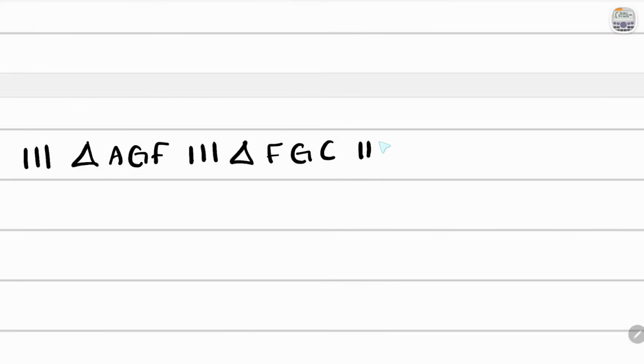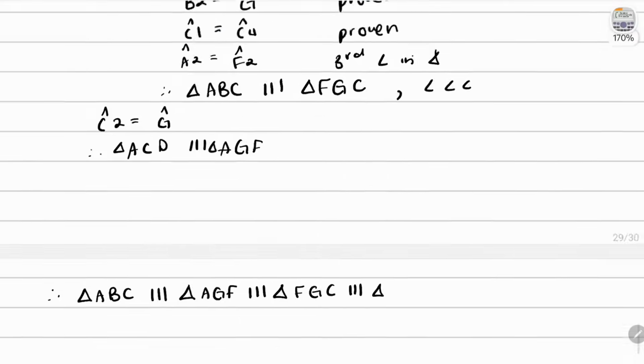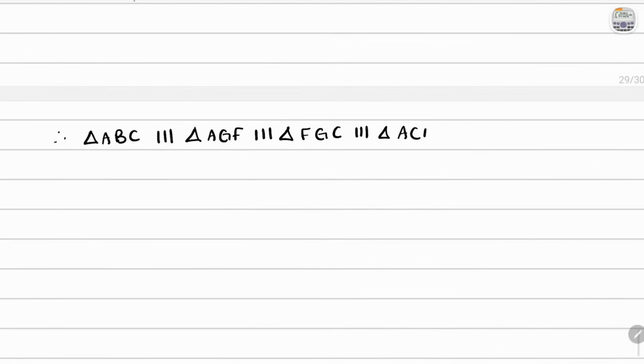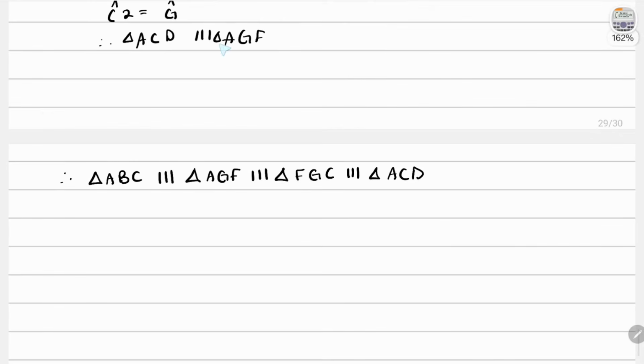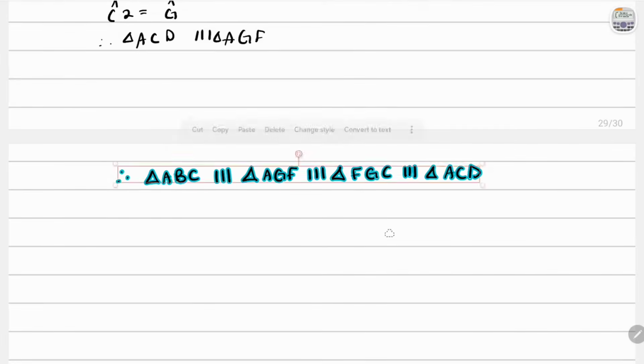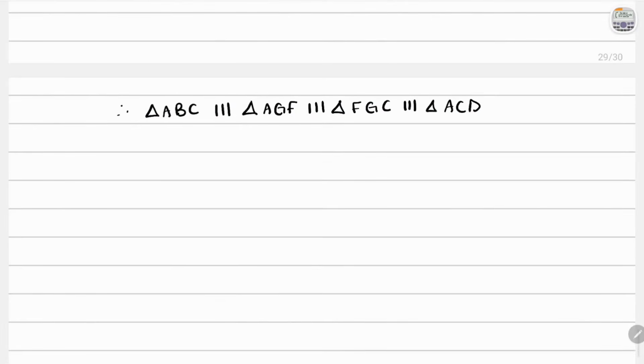FGC, which is similar to triangle ACD. Just make sure that everything is written the way it should be. Now that we have said they're all similar, we are going to start getting the proportions. The reason I do this is so that I can think through the proportions and decide what should stay and what we should not use. It just helps you think this through.